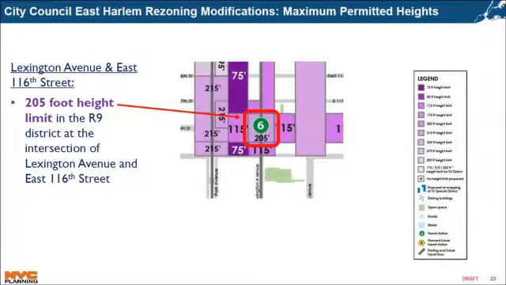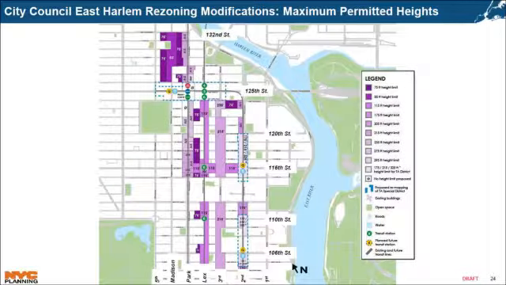And finally, at least in terms of the height modifications, the intersection of Lexington and 116th Street here would have a 205-foot height cap. And that is the entirety of the height scheme in terms of maximum heights in the rezoning area. So I'll then hand it off to Calvin for the remainder of the council mods. Thank you.